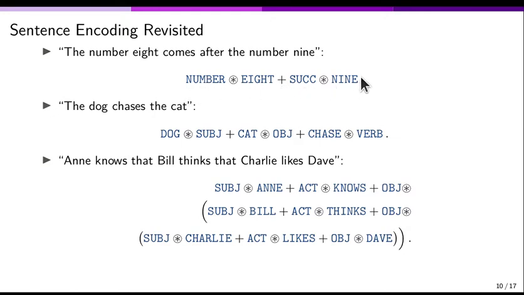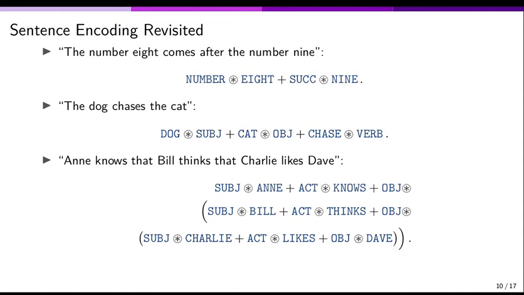But I could combine things like that. I could say that the dog chases the cat. There are lots of different ways I could do it, but I could have a vector for dog, a vector for being the subject of a sentence, a vector for cat, a vector for being the object of a sentence, a vector for chase, and maybe a vector for being the verb of a sentence. I do this math, and I get a new vector, and that's the vector for dog chases cat.